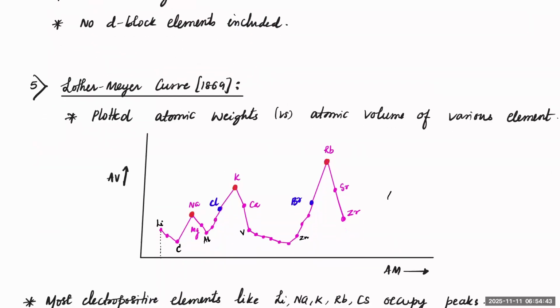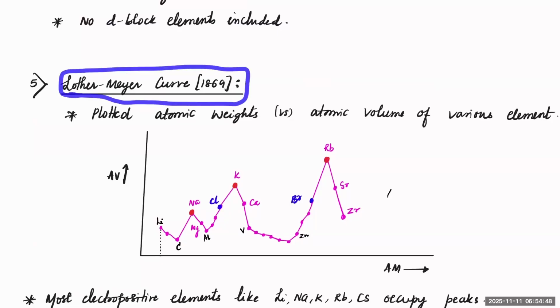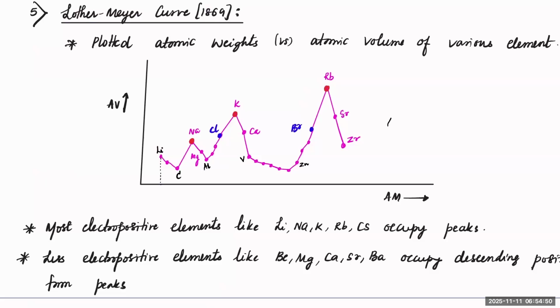Next one is the Lothar-Meyer curve. In the Lothar-Meyer curve, we check out the average atomic volume versus the atomic mass. So as the atomic mass increases, how is the atomic volume changing? If you can notice, from lithium to carbon it decreases, for sodium it increases, and again for potassium it increases, and it goes like this, and for rubidium it increases. So from here we get a pattern.